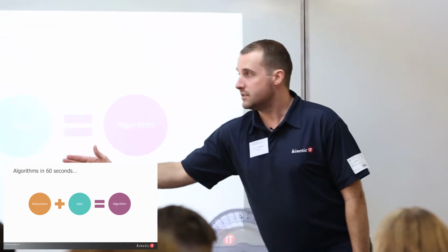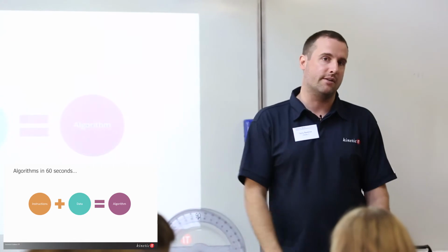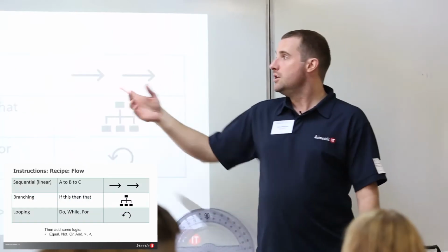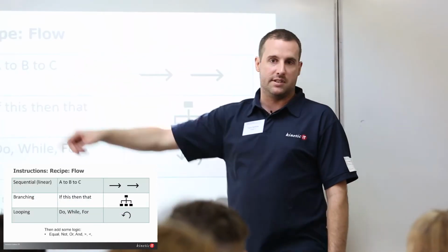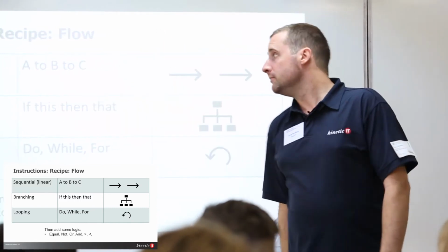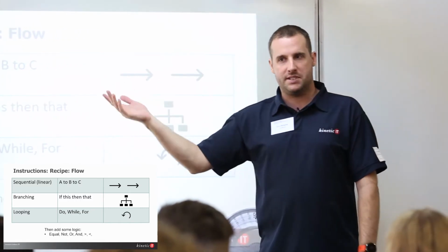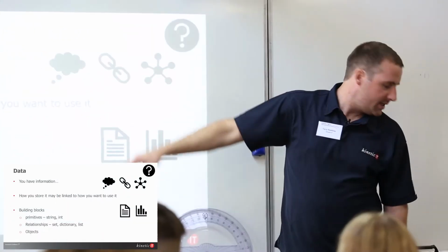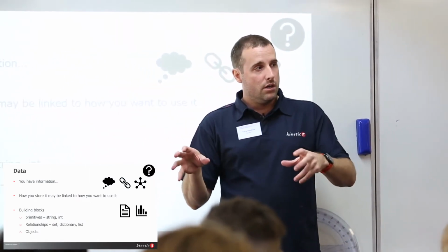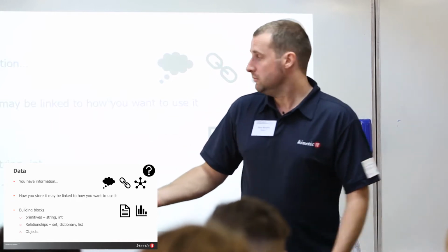algorithms in 60 seconds. It's instructions plus data hopefully give you an algorithm, and the algorithm is meant to do something. You've got some things that happen in sequence. First do this, second do that. You might have a bunch of branches, which might be common sense or might be in the recipe. Then you have data. This is the information. What you know might have to be stored in certain ways for it to be used well.